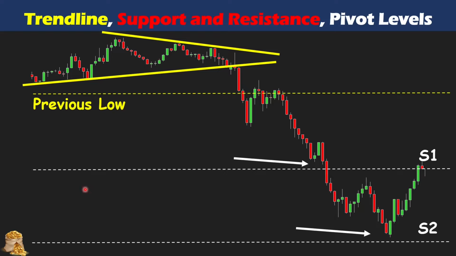To sum up, you can see that to make this trade, we are using trendline, support and resistance, and pivot level together to find out the best entry, stop, as well as the profit target.